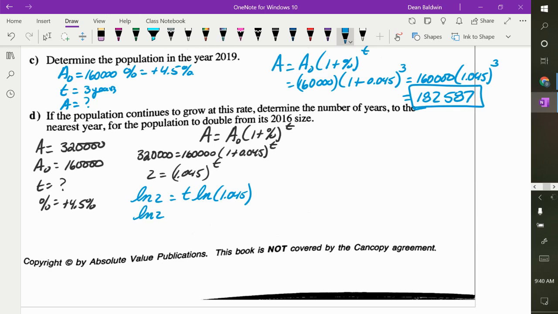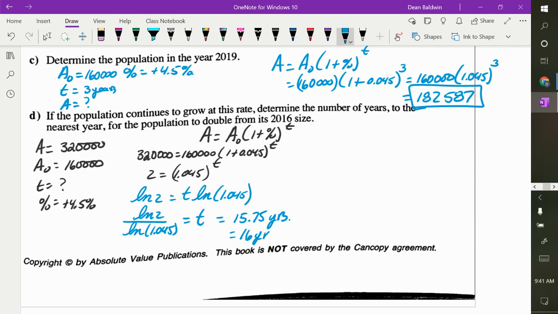Then what do I do to solve for t? The natural log of 1.045 is a number. You can convert it to a number, but that's just a number. So I'm going to divide that off. If you divide the natural log of 2 by the natural log of 1.045, you get 15.575 years. Rounded to the nearest year would be 16.